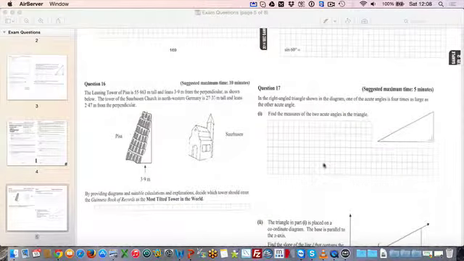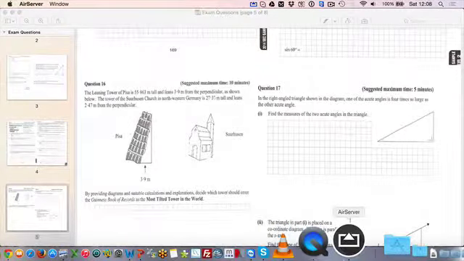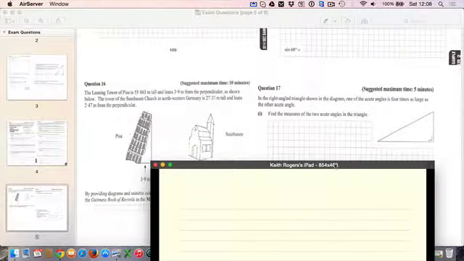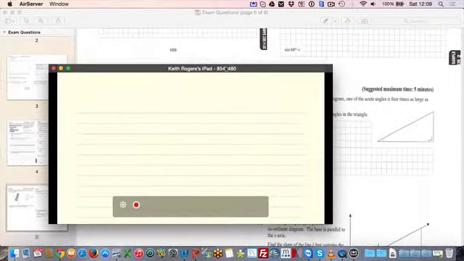Right, let's see what else. In the right angle triangle shown in the diagram, one of the acute angles is 4 times as large as the other acute angle. What is an acute angle? Smaller than 90 degrees. Find the measures of the 2 acute angles in the triangle. Any ideas how to do this?